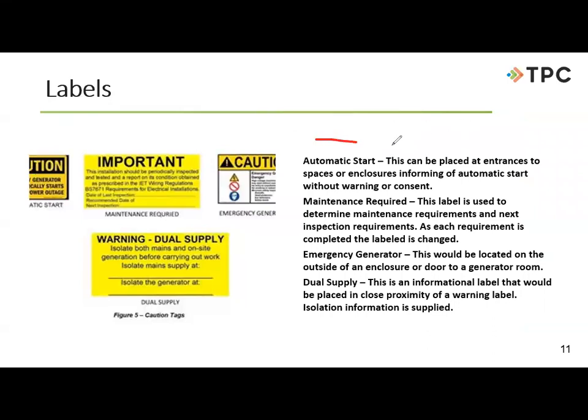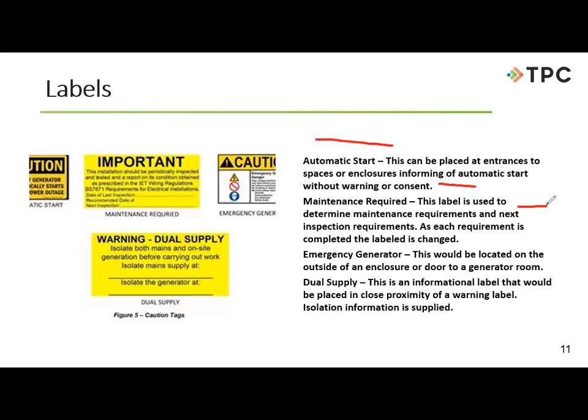In other words, for automatic start, right? That could start without warning. That's going to be a lot of, let's say, surprises for different people that might be in that vicinity, right? I mean, our diesel engine's very loud, and when they come on, people. It could just be that we need to train the people that are going to be around that generator a little bit also. Then we have a maintenance requirement label.